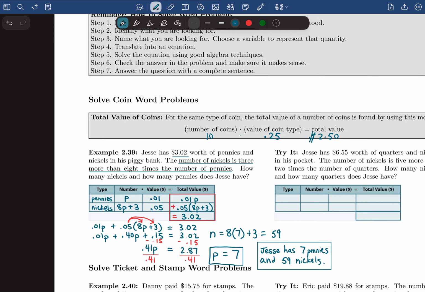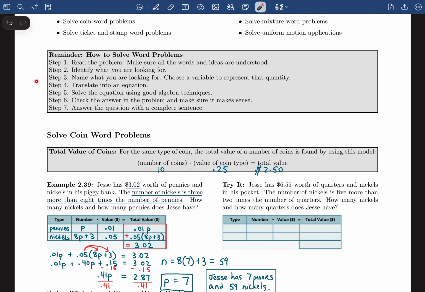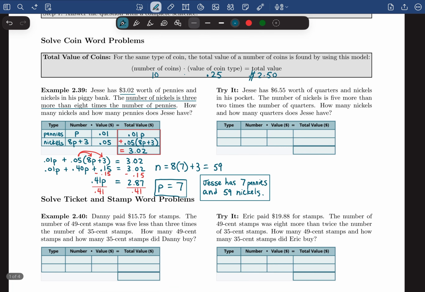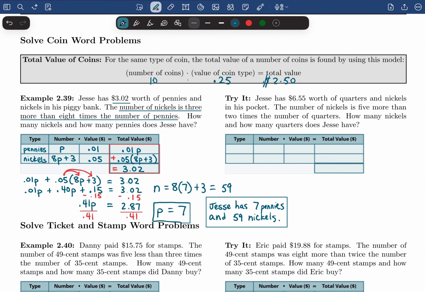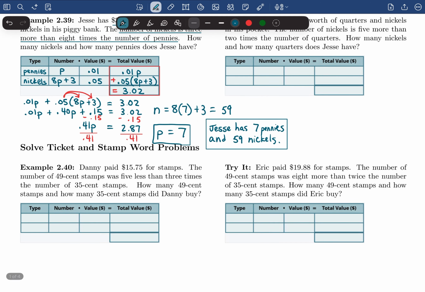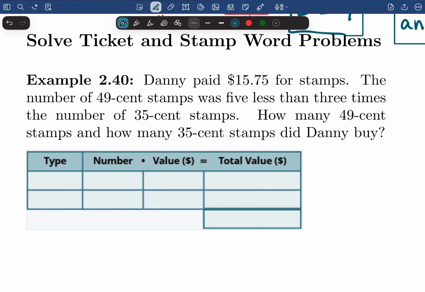Now, you might go back. Remember, we're following this 7-step process as we go through this information. Looking back, you'll see that I've done all of that. So besides coin word problems, what other kind of word problems will we encounter? Well, we also have ticket and stamp word problems. Let's begin with stamps. When you mail something, stamps have value, right? 49-cent stamps versus 35-cent stamps. Let's look at example 2.40.